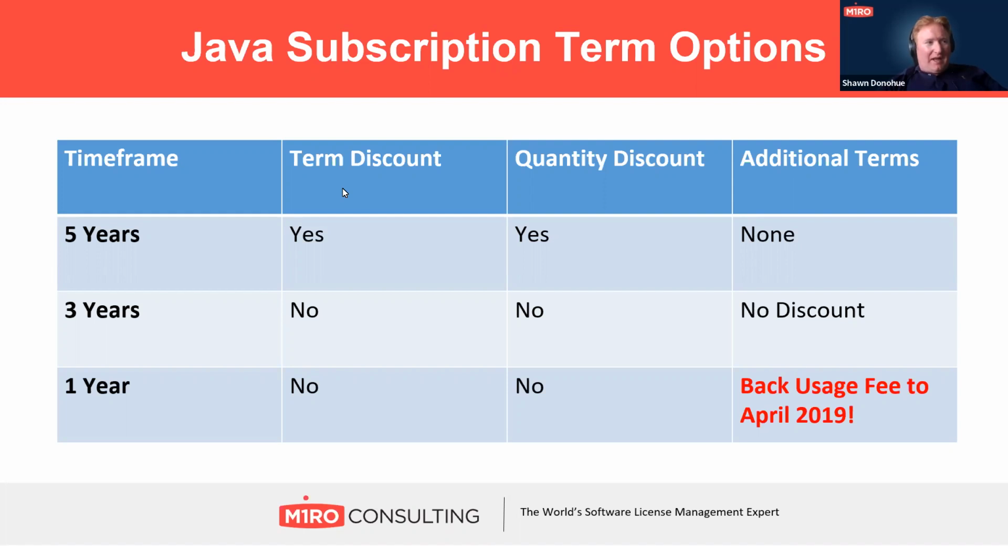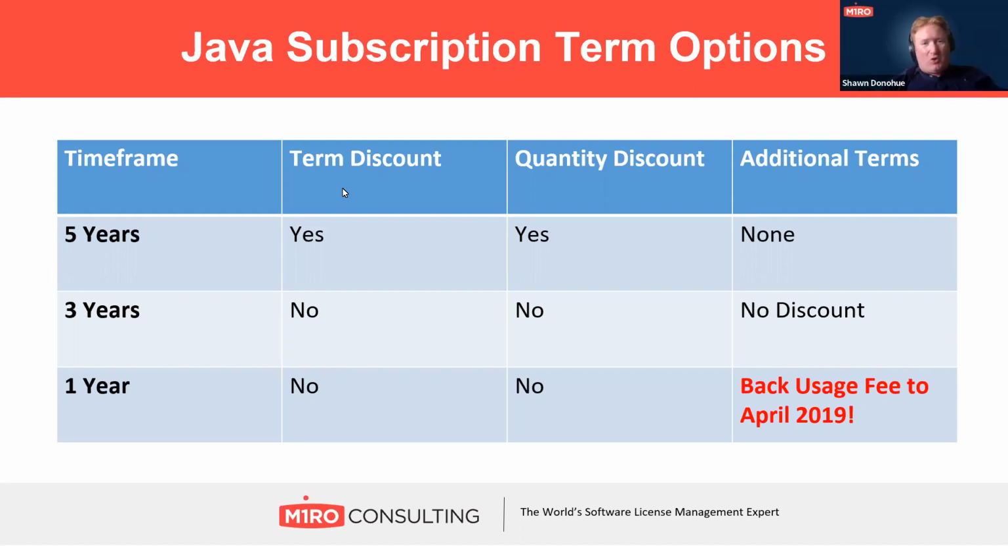So depending on how many Java subscriptions you need, 5 years might actually be the best one for you if you are buying a lot. So that's something to consider. You will also have a 3-year option. A 3-year option is good if you think, hey, in 3 years, I want to get my company to no longer use Java. We want to migrate.